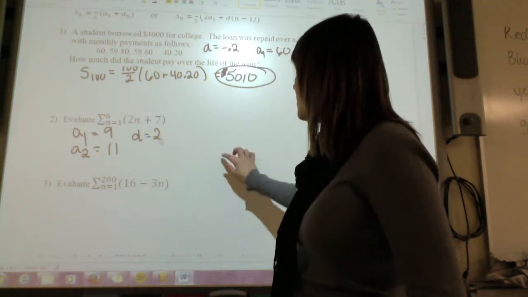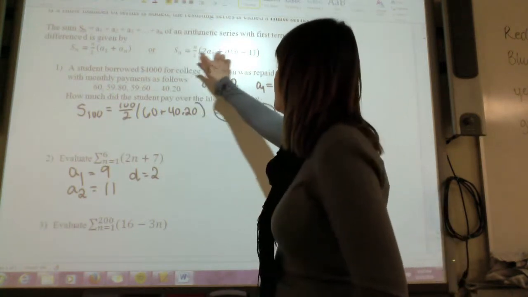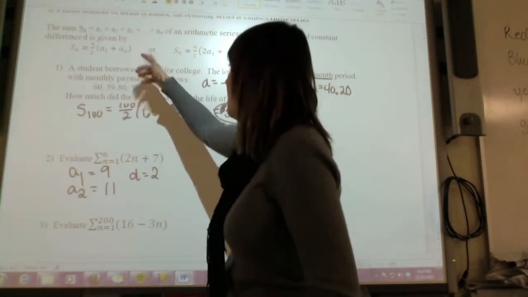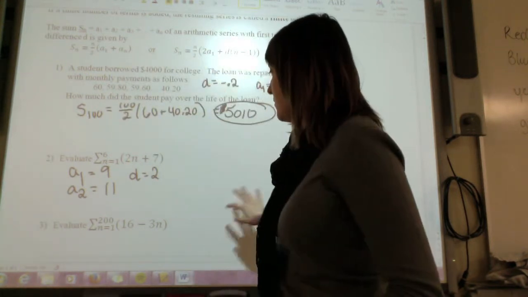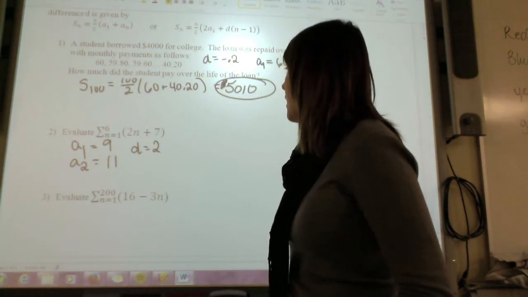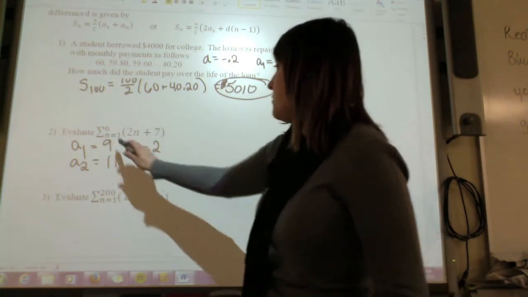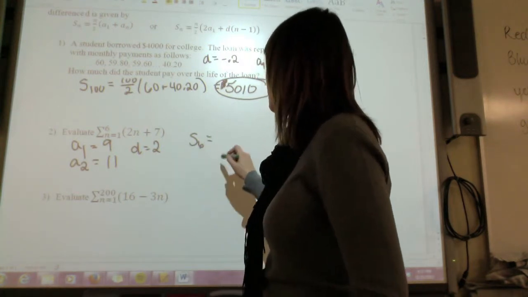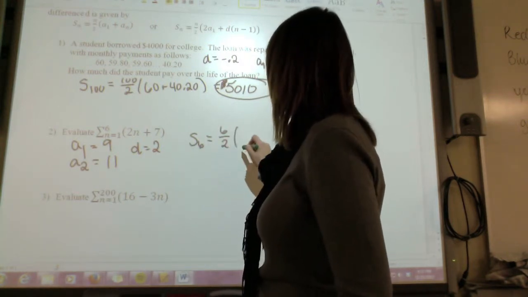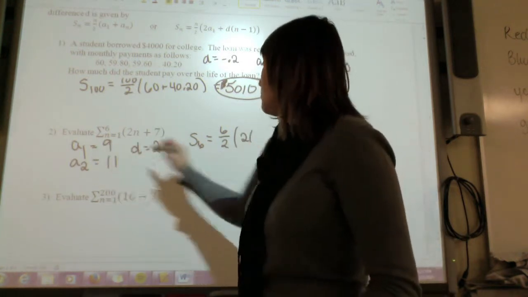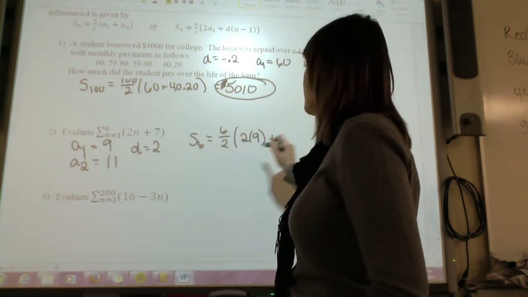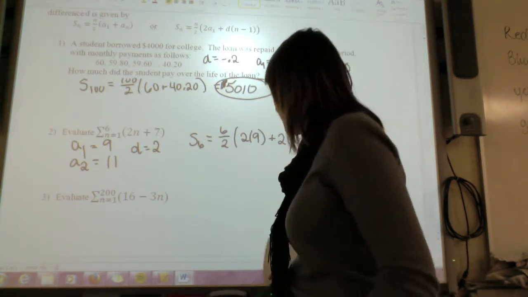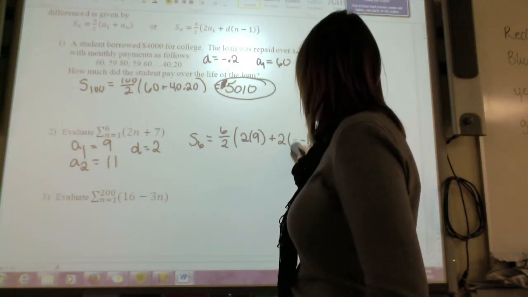So, if I go up to my formulas here, I can use this formula because I don't know my last term. You could find it, but I'm just going to use this formula because I haven't used it yet. And I can sum that up. I know I'm using the first 6 terms, so I can say the sum of the first 6 terms is equal to 6 over 2 times 2 times a sub 1, which is 9, plus my constant difference, 2, times n minus 1. In this case, my n value is 6.